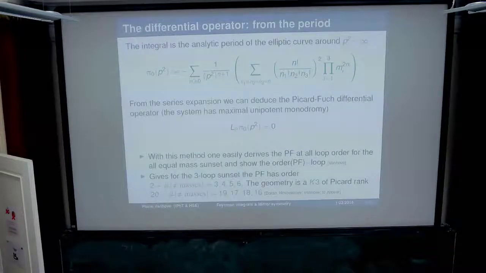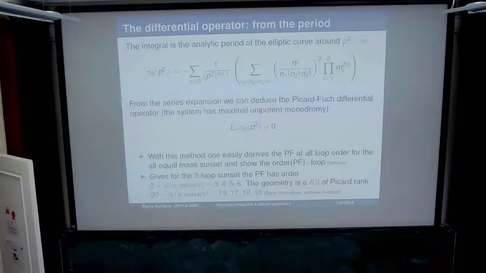If you do that, then you get the Picard-Fuchs from the sunset, that is the second order that you expect. When all the masses are the same, you can do it for all sunset graphs to any loop order, and you realize that the order of the Picard-Fuchs operator is the loop order. But at three loops, this is a bit complicated to read. When all the masses are the same, the Picard-Fuchs operator has order 3. When there are two different masses, order 4; three different masses, order 5; and four different masses, order 6.